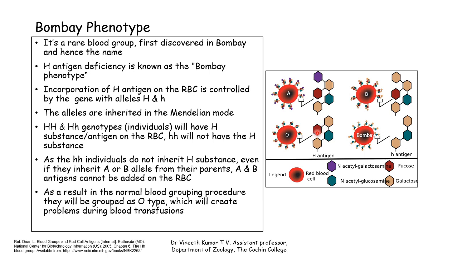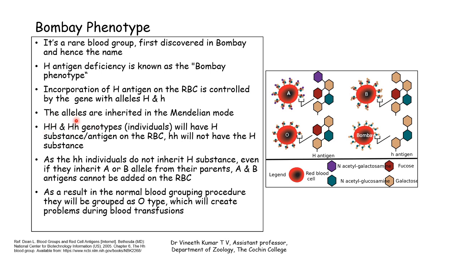The enzyme which adds fucose to the rest of the oligosaccharide is deficient because the individuals are having a recessive allele for the H substance. As a result, an incomplete H antigen is present, and you can say they are H antigen deficient. So, incorporation of the H antigen on the RBC is controlled by two alleles, that is capital H and small h, and the alleles are inherited in a normal Mendelian mode.